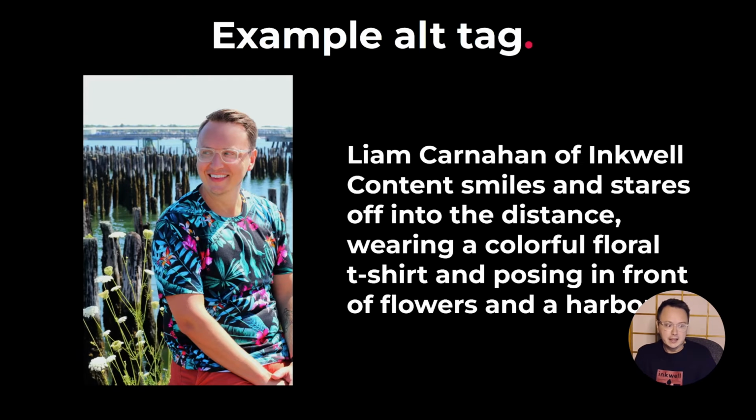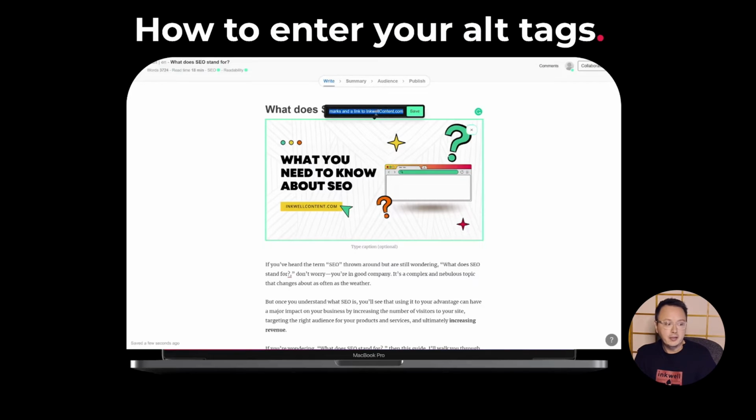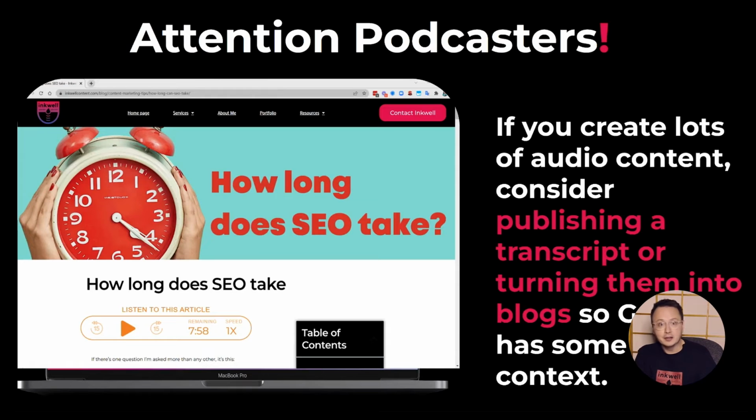StoryChief users can easily update the alt tag right on the image they've uploaded into their story just by clicking on the little eye icon here. You can also add alt tags to your videos that you're embedding in your content or GIFs, and even if you're adding audio like a podcast or something like that. Speaking of which, if you do add audio, consider adding a transcript or turning a podcast into a blog so that Google has something to read to understand the content that you're creating.